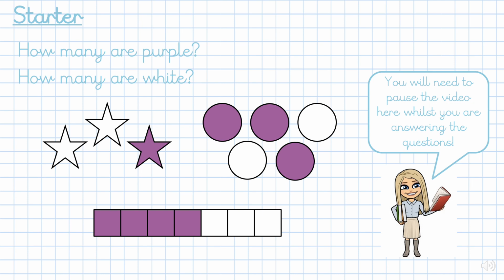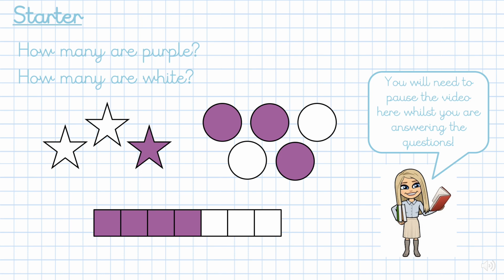For your start for today, we're going to be looking at the images on the screen. For example, if you look at the stars, ask yourself, what fraction of the stars are purple and what fraction of the stars are white? We know that 2/3 of the stars are white and 1/3 of the stars are purple.